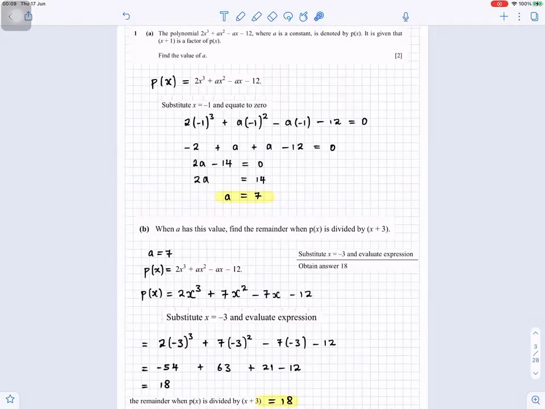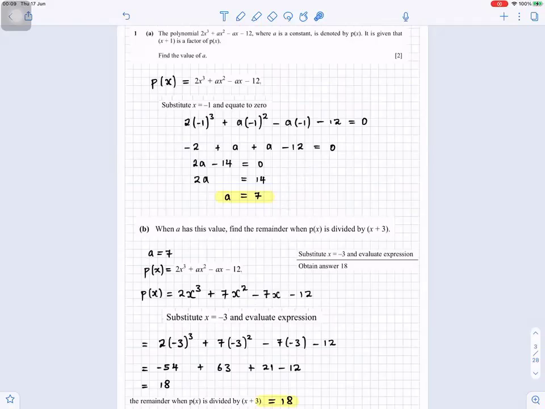And you have a plus a, which gives you 2a. Minus 2 minus 12 will give you minus 14. So 14 goes to the right-hand side, and 2a equals 14. So that gives a equals 7.